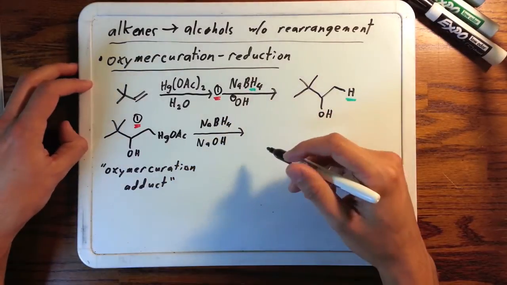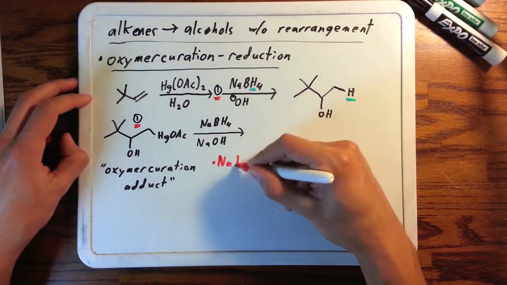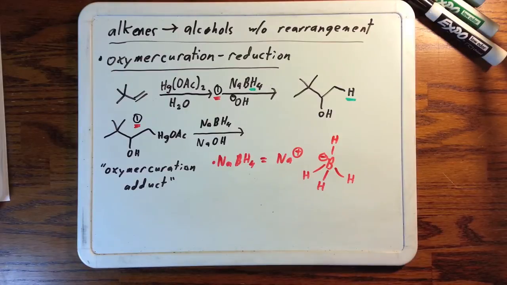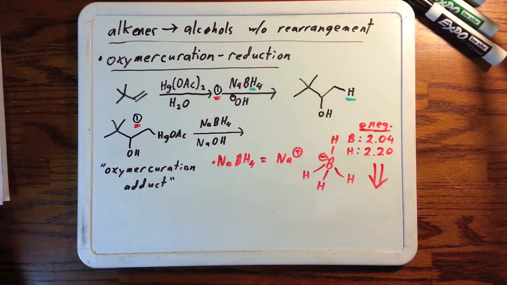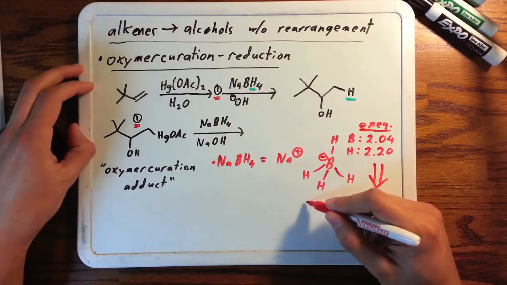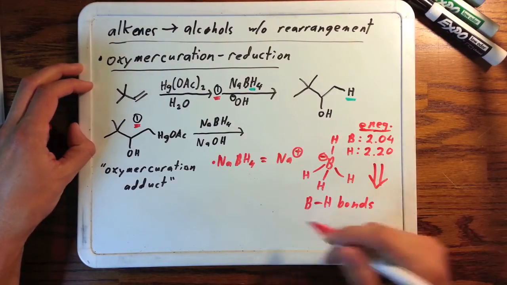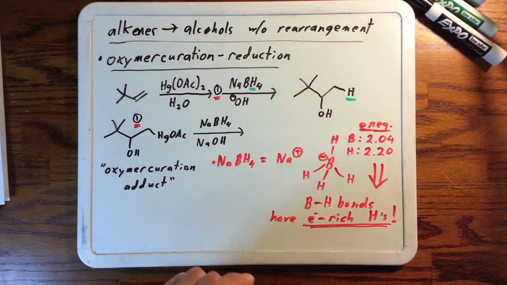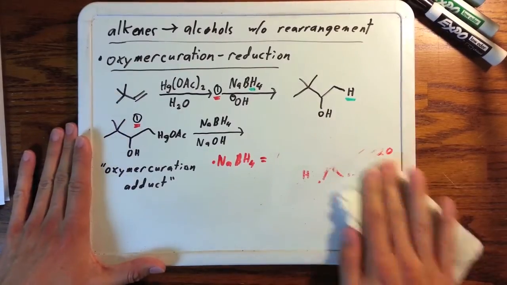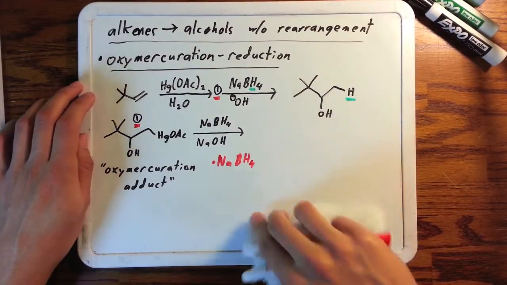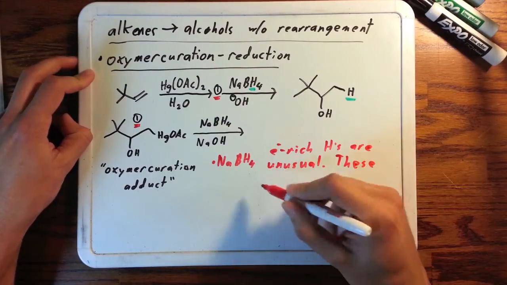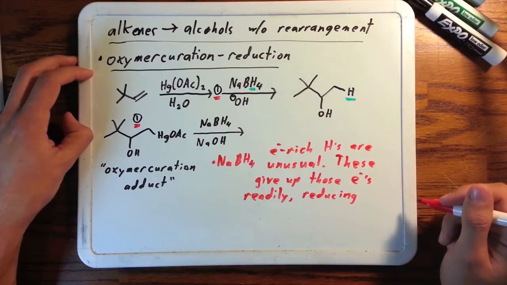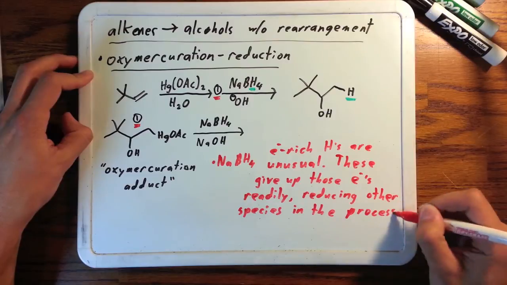Now we're going to talk about what happens in the presence of NaBH4, sodium borohydride. Hopefully you know the actual structure is something like this: sodium plus, borohydride minus. The crucial part about borohydride is that hydrogen is more electronegative than boron. This is a big deal. This means BH bonds have electron-rich hydrogens. Whenever we encounter this, keep in mind those hydrogens want to put those extra electrons somewhere. So these electron-rich hydrogens are unusual. They give up these electrons readily. Here's the important part. They reduce other species in the process. Sodium borohydride is one of the most common reducing agents.